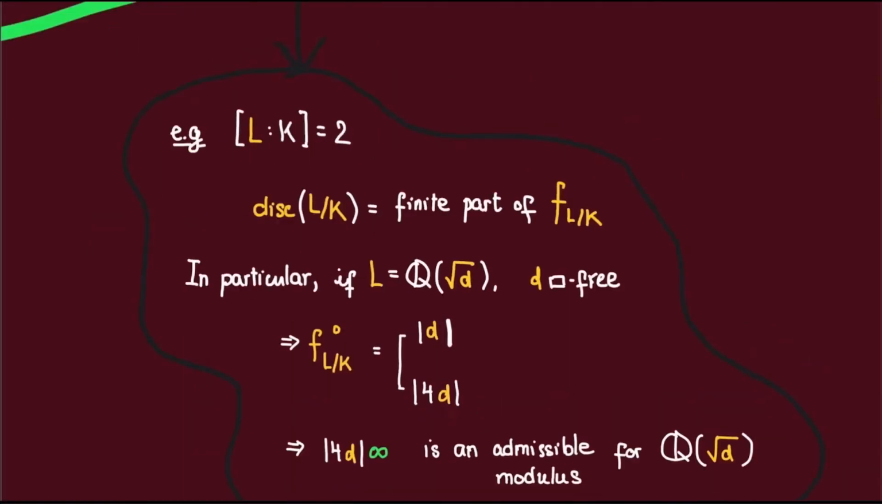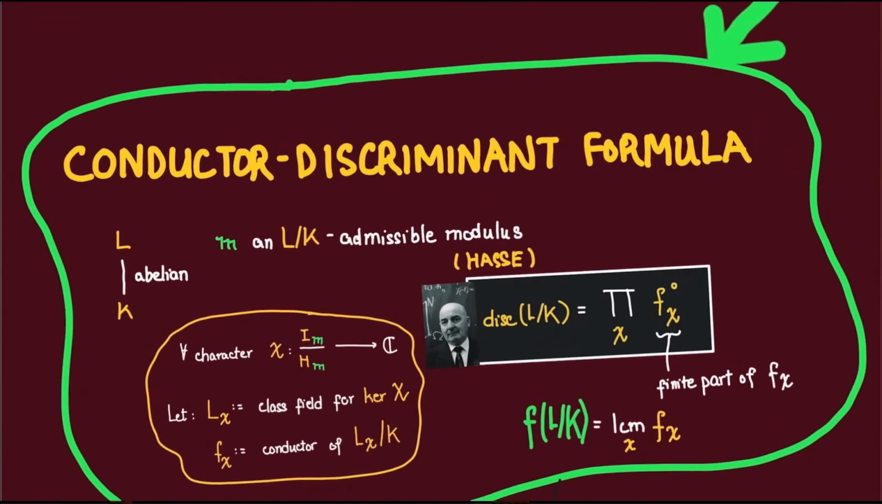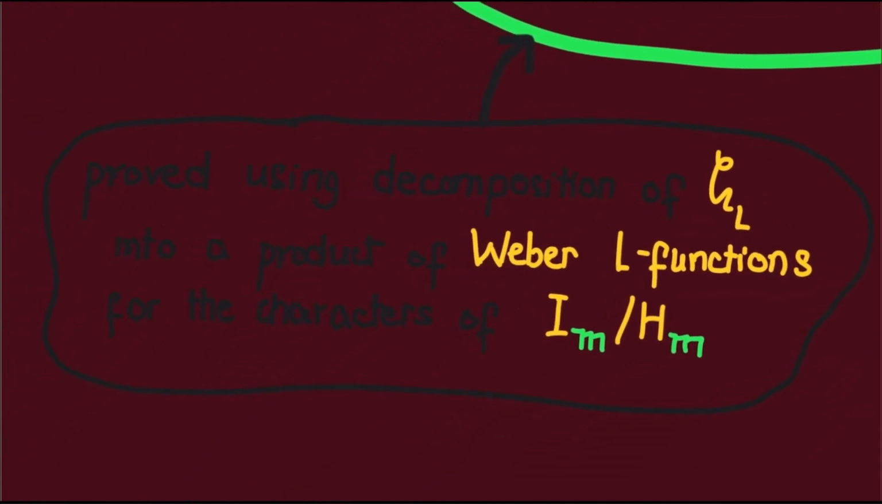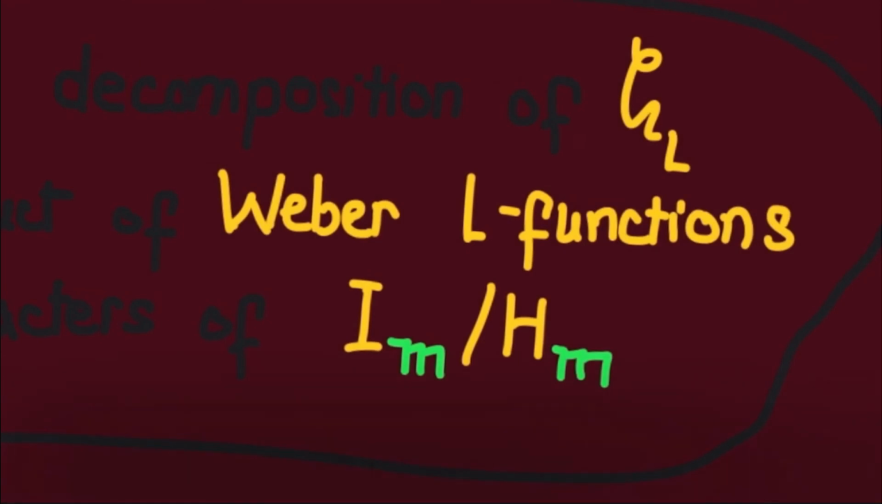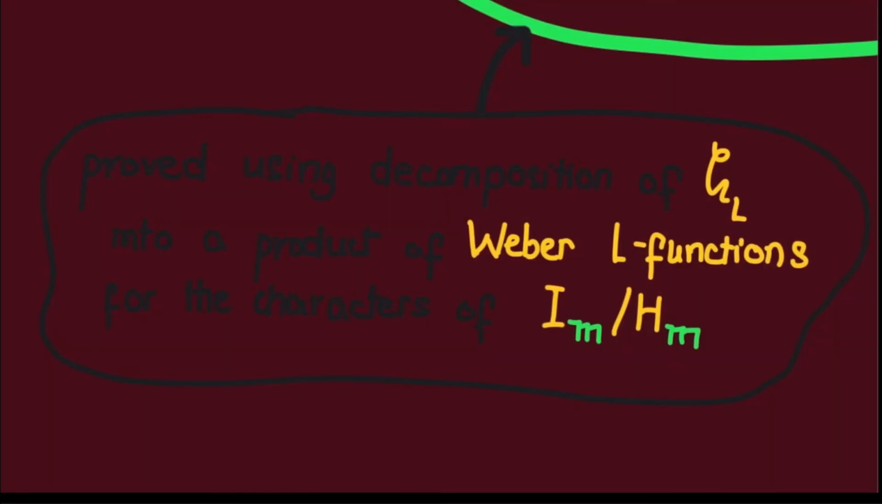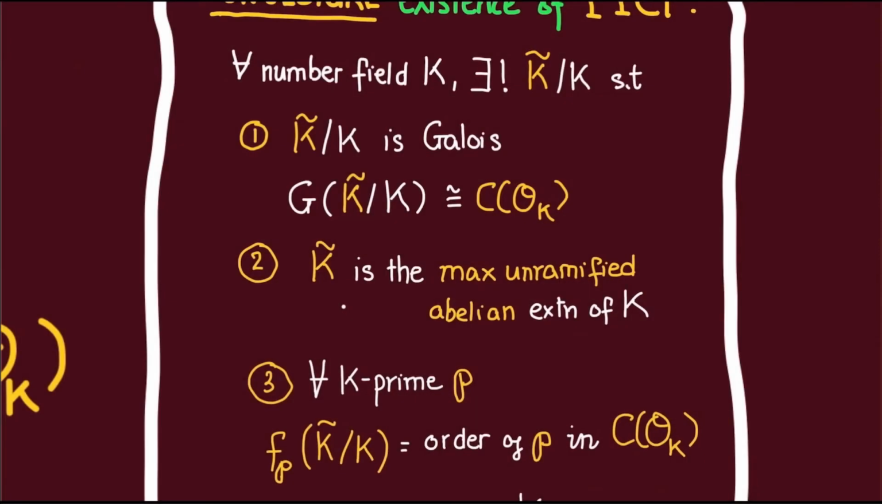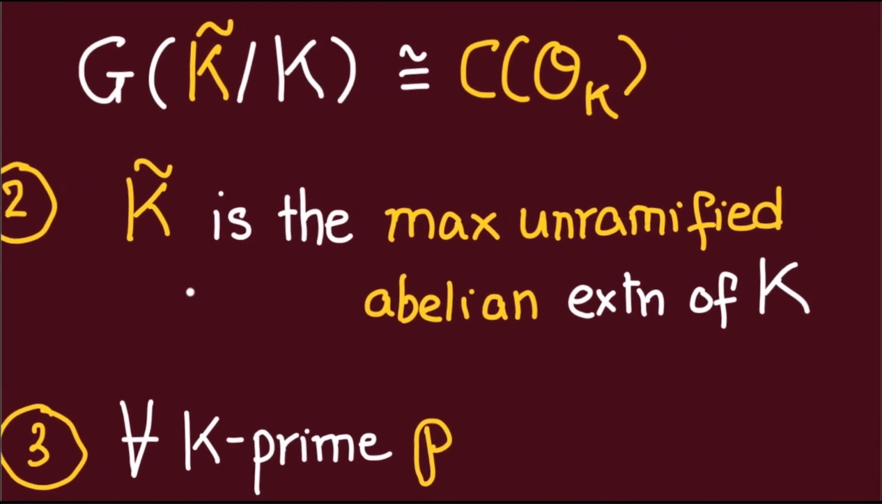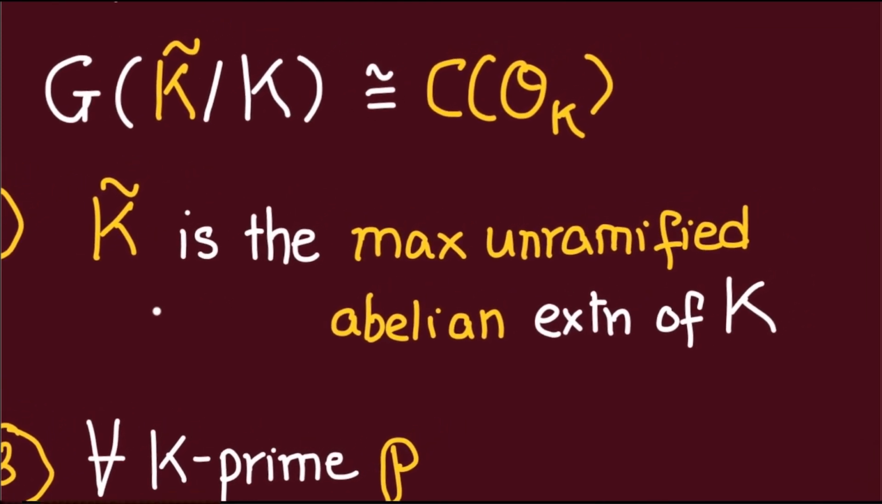Finally, we just want to make a quick remark. Weber proved this formula actually by using a decomposition of the zeta function for L into a product of Weber zeta functions for the characters of this generalized ideal class group. We'll go into more details when we discuss the L-functions. But first, next up, let us come back to Hilbert's conjecture. In the next video, we're going to show that the Hilbert class field as constructed before is the maximal unramified abelian extension of K.